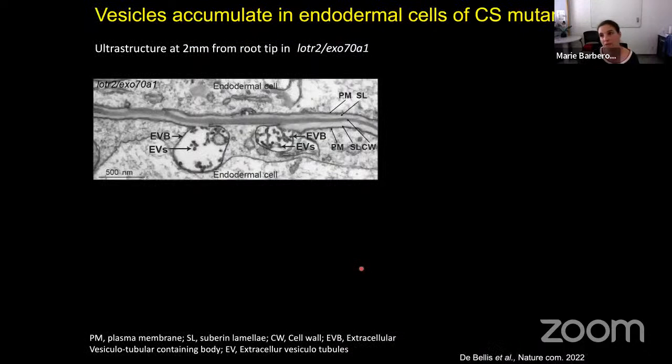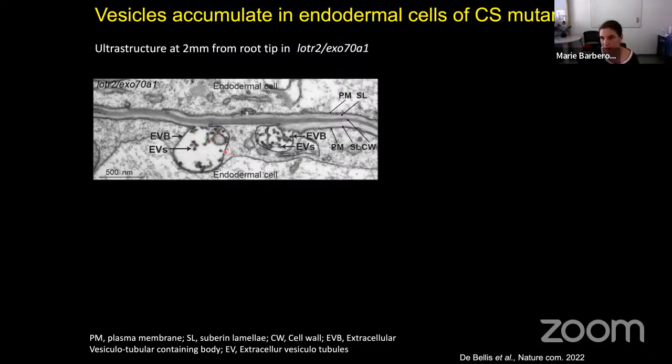This started when we worked with Casparian strip mutants and looked at them at the ultrastructural level, and we could see accumulation of big vesicles at the periphery of endodermal cells. Here I'm showing you the Lord of the Rings 2 mutant, a well-known Casparian strip mutant. You have two endodermal cells next to each other, and attached to the plasma membrane we have these big vesicles that are around 500 nanometers wide, so they are pretty big. Inside, there are a lot of internal structures.